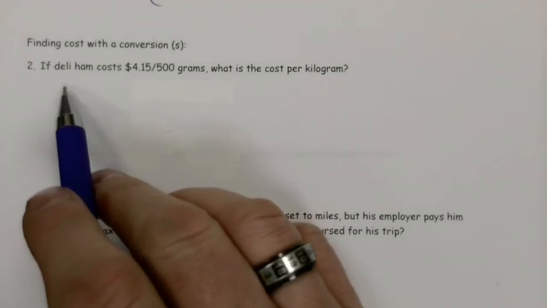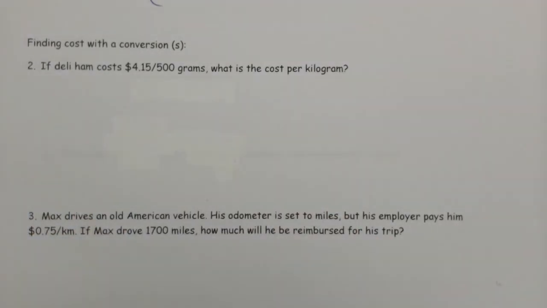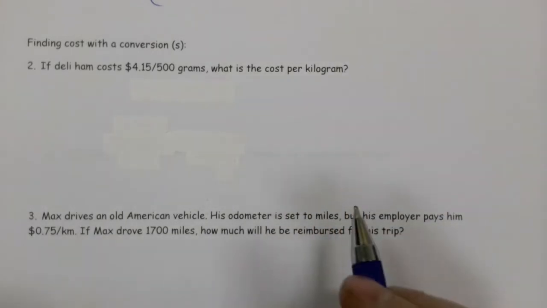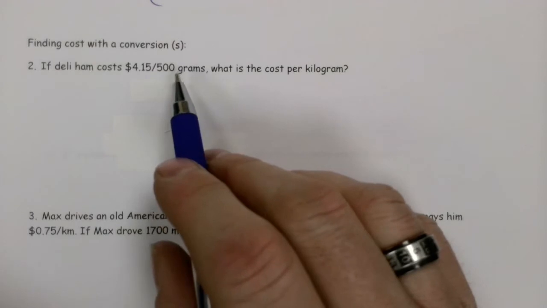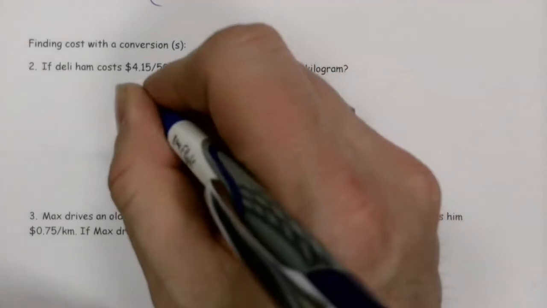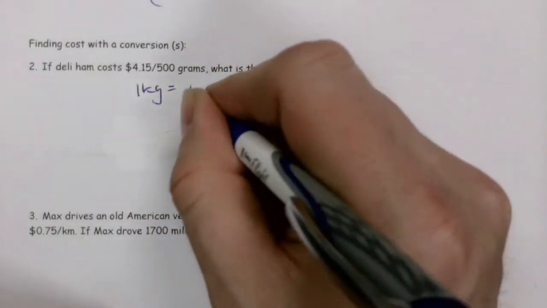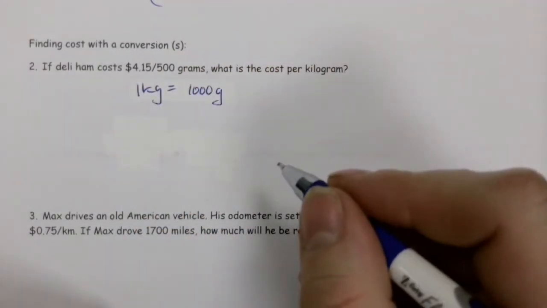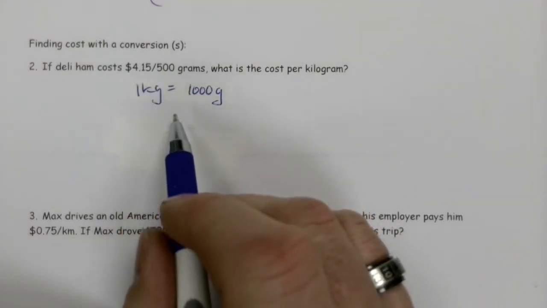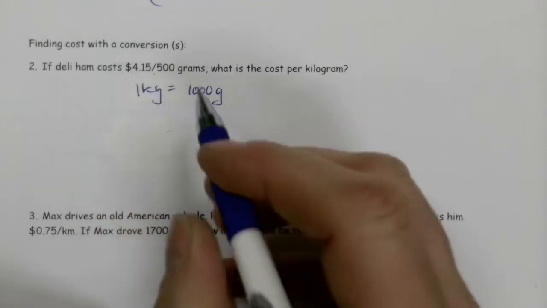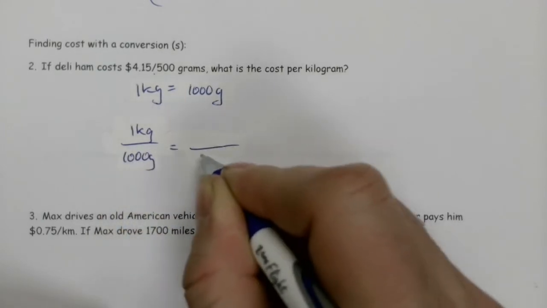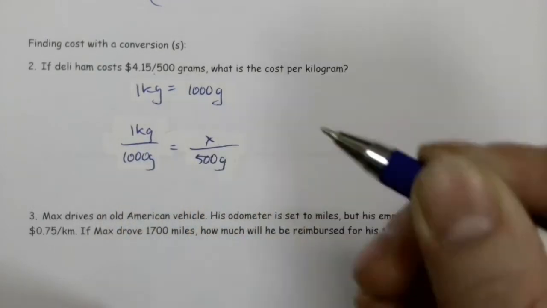This question says, if deli ham costs $4.15 per 500 grams, what is the cost per kilogram? Let's figure out how many kilograms this 500 grams is. Remember, we know that 1 kilogram is going to equal 1,000 grams. So I'm going to put this in our little proportion here. I know this is going to be 500 grams, and I don't know how many kilograms that's going to be.